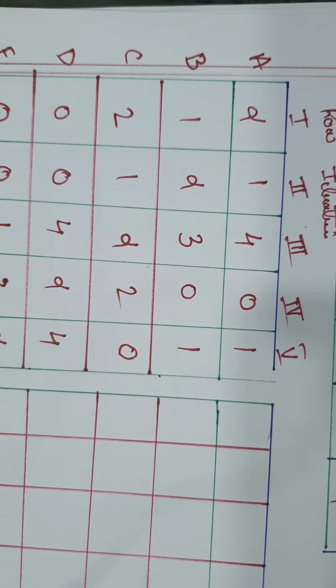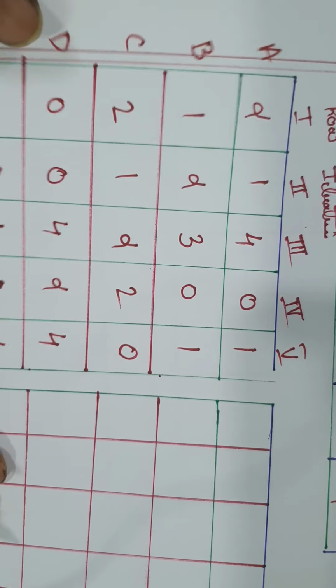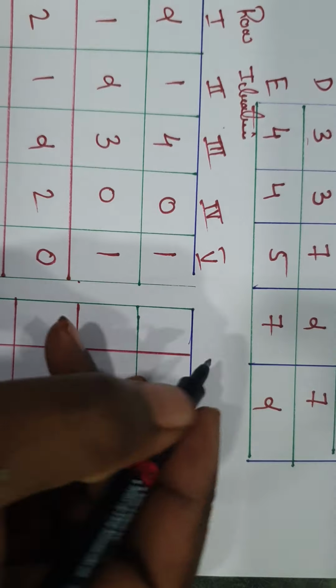After that you have to go for the column. After that, what do you have to do? You have to go for the column iteration.